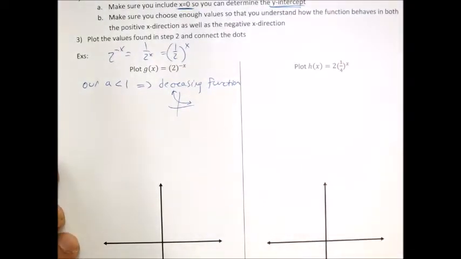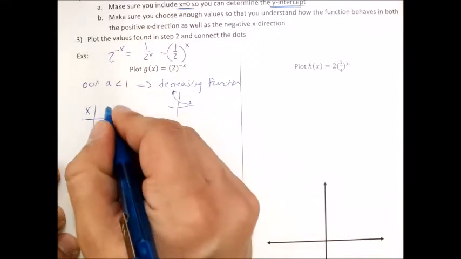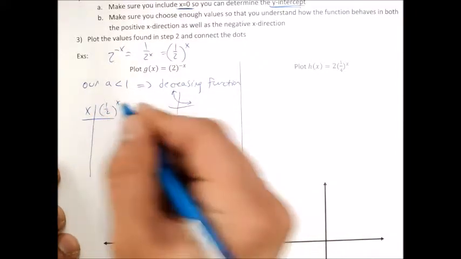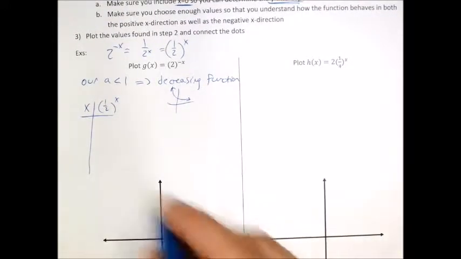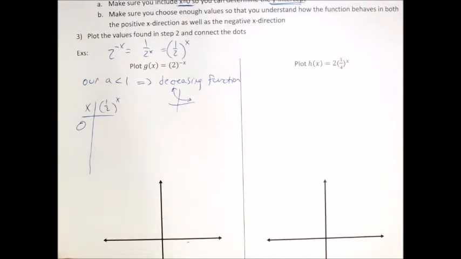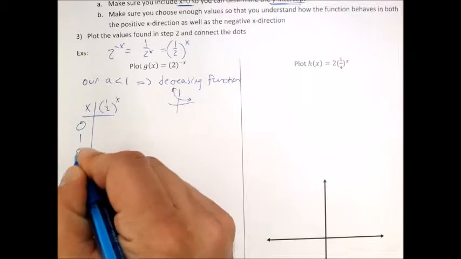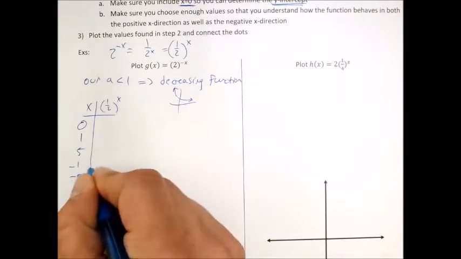And we'll plot them. So we make a quick table. I choose some x values and I'm going to plug it into my function. Right, we want to make sure that we're choosing 0, because 0 is going to tell us the y-intercept. And let's choose a couple positive points, like 1 and 5, and a couple negative points, like -1 and -5.